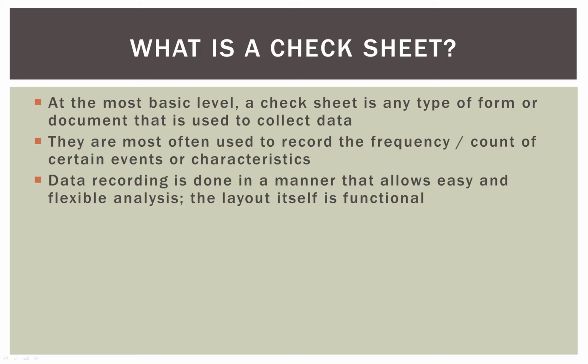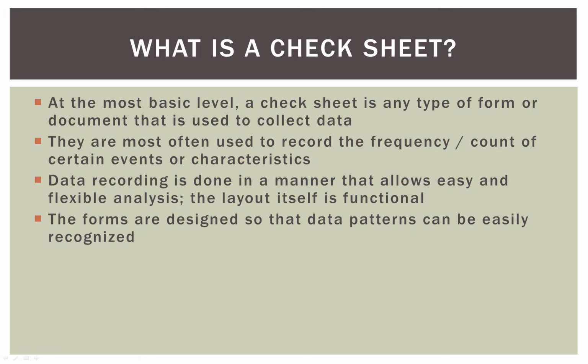So the check sheet is just not a piece of paper with a bunch of numbers thrown on it. It actually has a layout that allows us to record data easily and is flexible when we go to analyze it. Now the layout of the sheet itself is functional. And when we look at some examples here in a few minutes, you will see exactly what I mean by that. The forms are designed so that data patterns can be easily recognized. And again, this goes into how the form is designed. So we should be able to collect the data and just take a look at it and be able to see right off the top certain patterns.